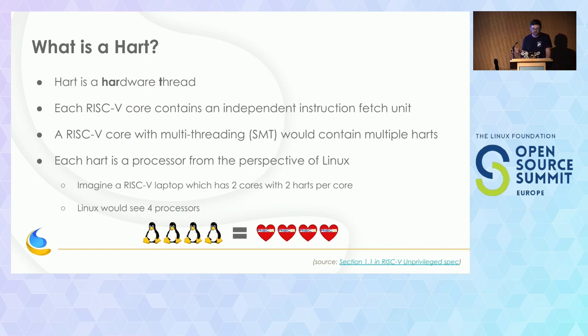One concept that I wanted to bring up here before I go farther is HART. So you'll see this in the RISC-V specifications. It was not a term I'd seen before, and this stands for hardware thread. So each RISC-V core contains an independent fetch unit. But those might have multiple threading, or what we might call SMT. So each RISC-V core could contain multiple harts. Each hart is basically a processor from Linux's perspective. So if you think of a RISC-V system where we have two cores and two harts per core, Linux would see four processors, or on the classic Linux boot screen, we would have four penguins.